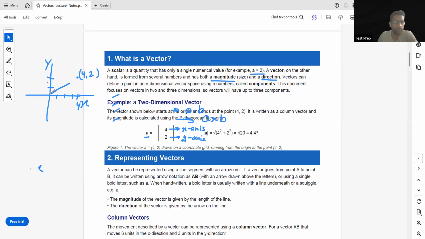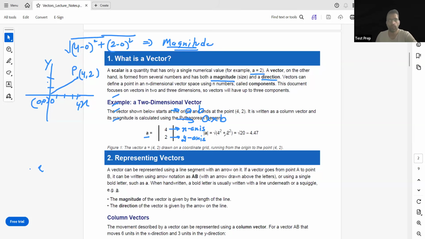If we have to find the distance from the origin (0, 0) to (4, 2), the formula is the square root of (4 minus 0) squared plus (2 minus 0) squared. Now it's called magnitude. Let's call this point O and this point P. Now the distance OP is equal to the square root of 4 squared plus 2 squared, like that. So it is 4.47.